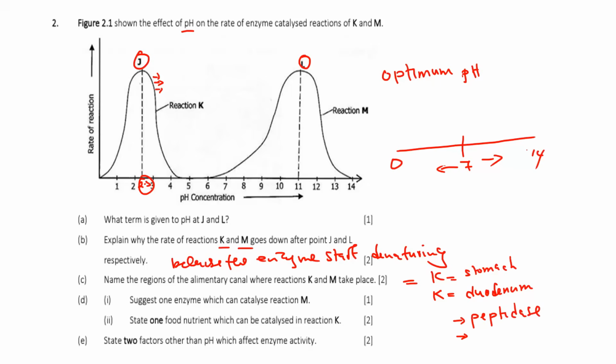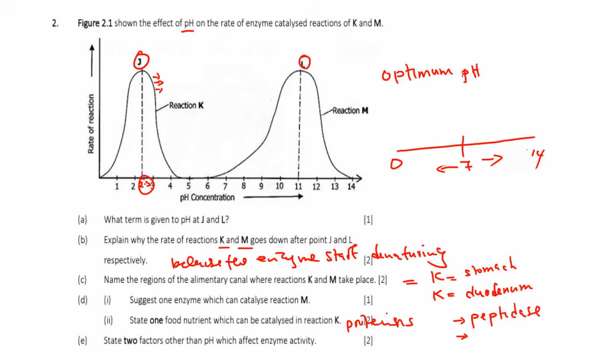Okay, you find enzymes such as sucrase, maltase. So any of those. State one food nutrient which can be catalyzed by it. So in the stomach, digestion of proteins occurs. So already here we can talk of proteins. Okay, pepsin works well at that temperature, at that pH.